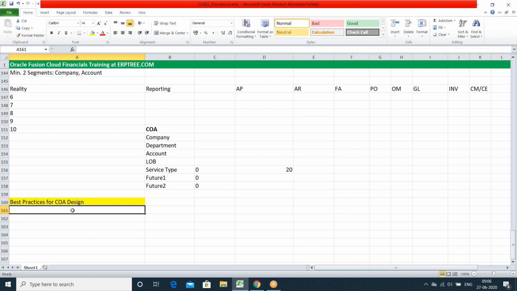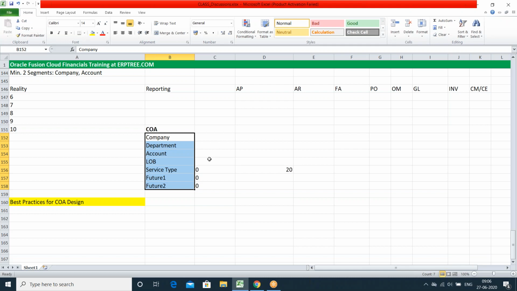Fine. So when you talk about designing the chart of accounts, what best practices do we have to follow? You may have 6 or 7 or 8 or 9 segments. That depends completely on your client's business requirement. But which is the primary element they want to consider for reporting? At what level do they want to find out the profitability and so on?